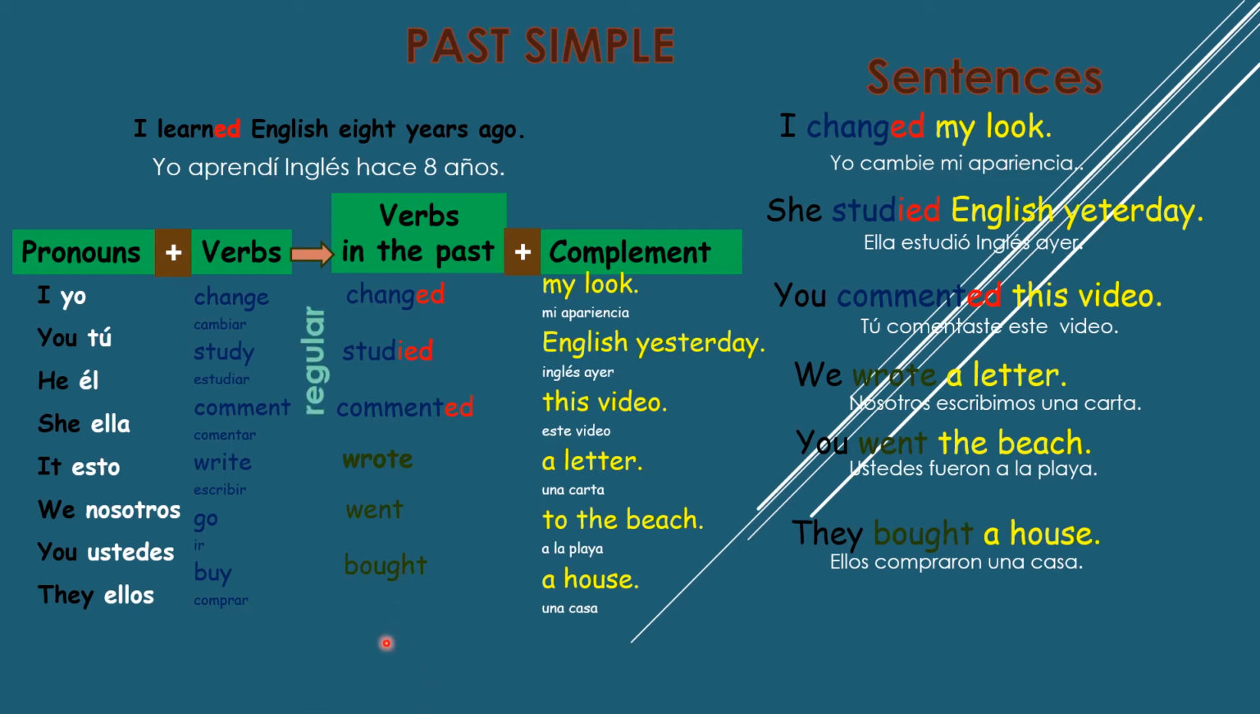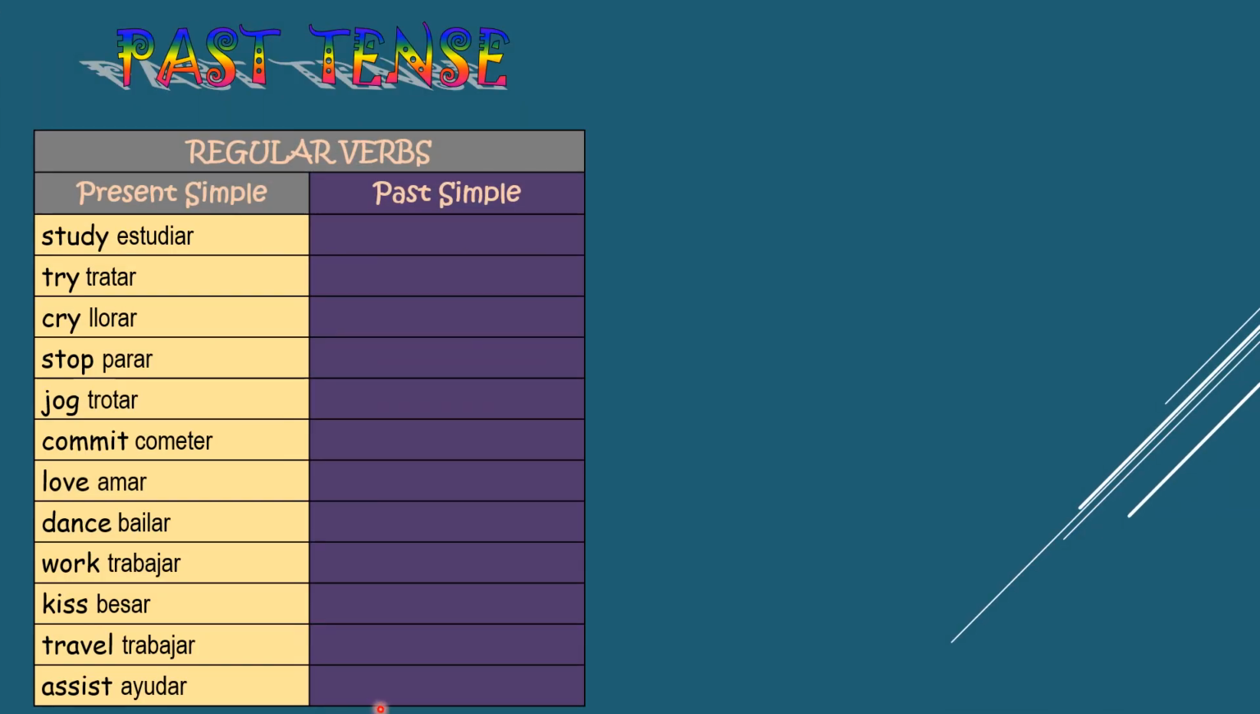In the first part, we have regular verbs and irregular verbs. Regular verbs. Notice, in the first column we have study, try, cry, stop, jog, commit, love, dance, work, kiss, travel, assist. In this part, I am going to show different clues to transform these verbs into the past form.